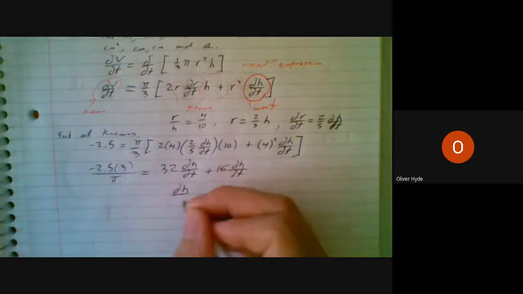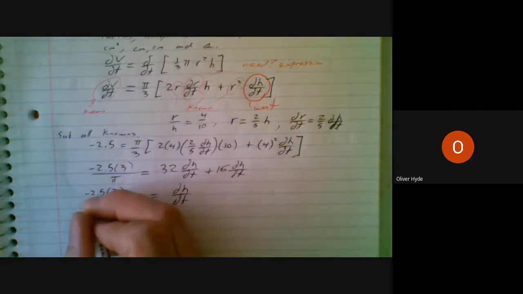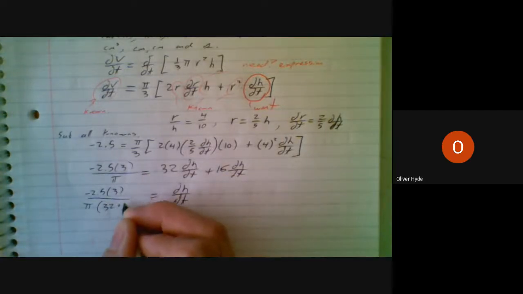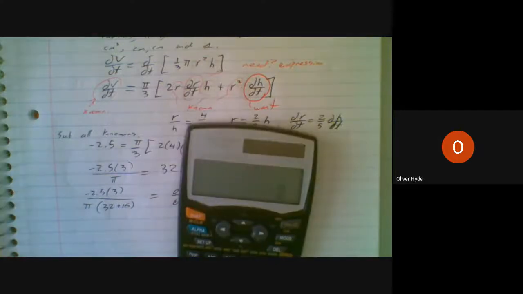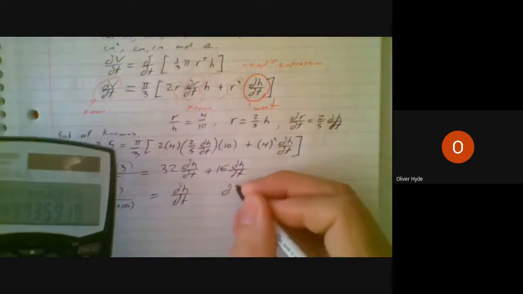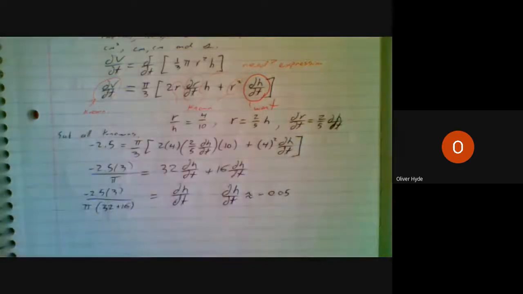So I'll get that dh by dt is going to be negative 2.5 times 3 divided by pi, and then when I remove that common factor, I'll have 32 plus 16 there. Negative 2.5 times 3 divided by pi times 48, and I get the same approximation of about negative 0.05. This is a question where I'll trust the units, but do track the units through and convince yourself that it would work out. Okay, there's always more than one way to do a problem.